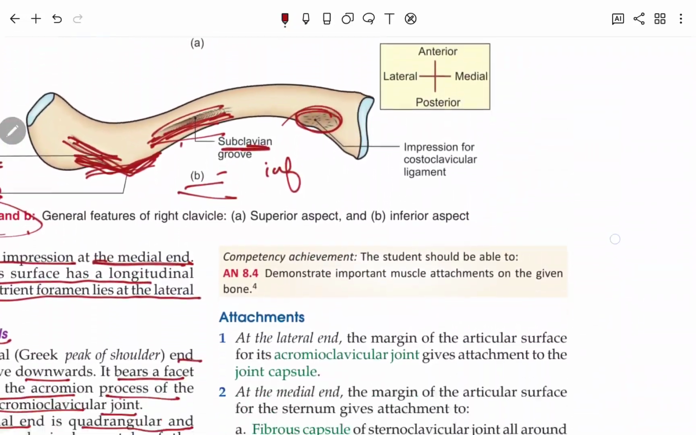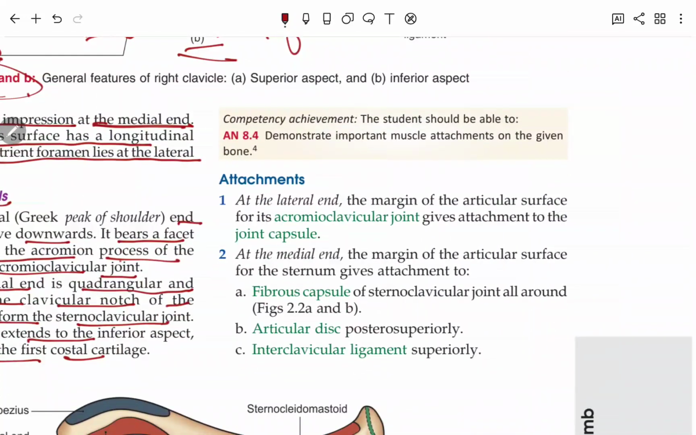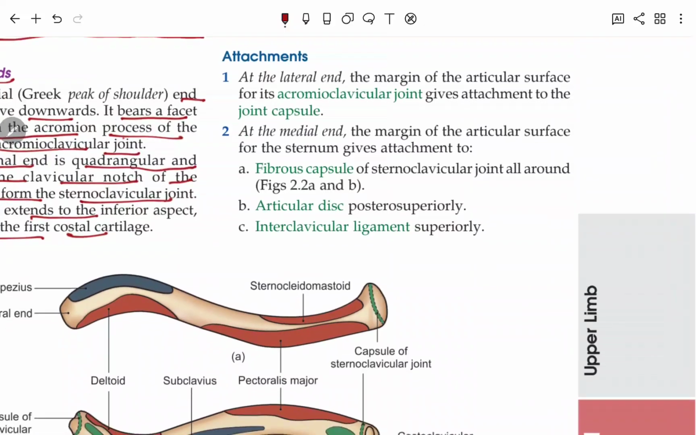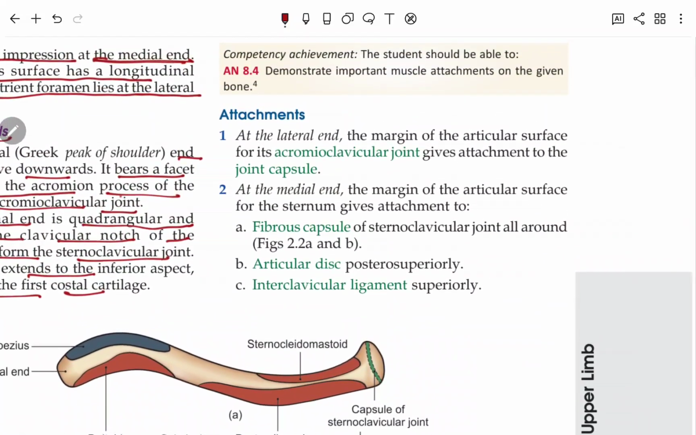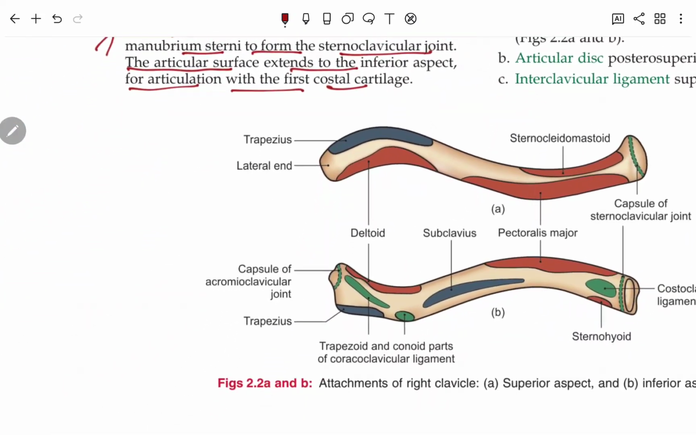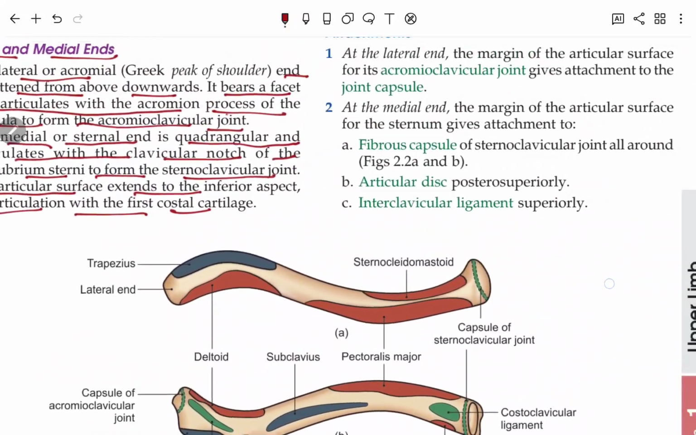Your holding position will describe each and everything to the examiner, even if you don't speak anything, okay? The examiner is going to observe you from start to end, your confidence, your knowledge, each and everything. So you need to handle the bone in such a way.